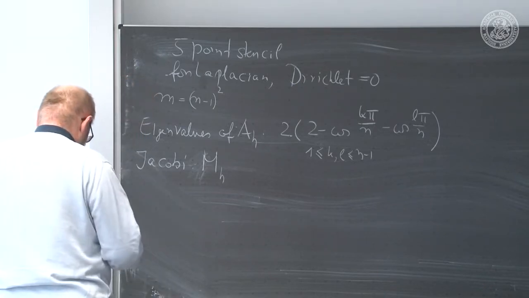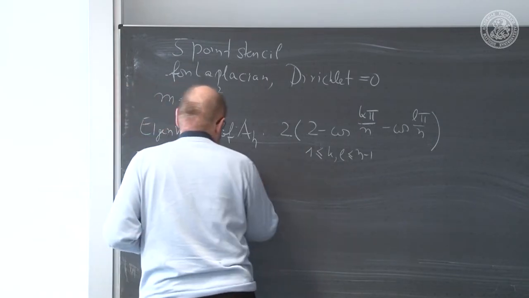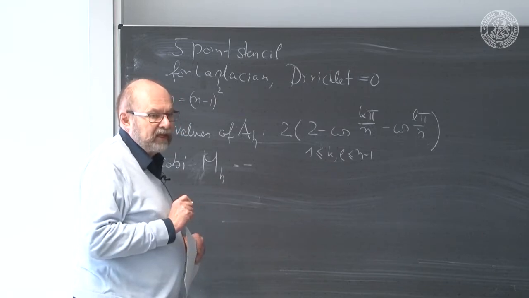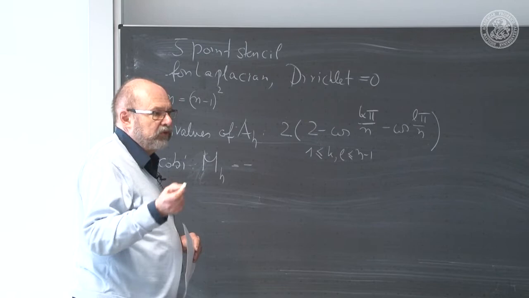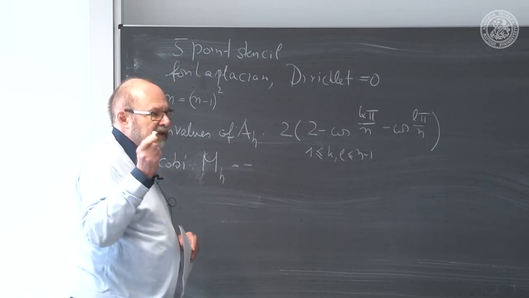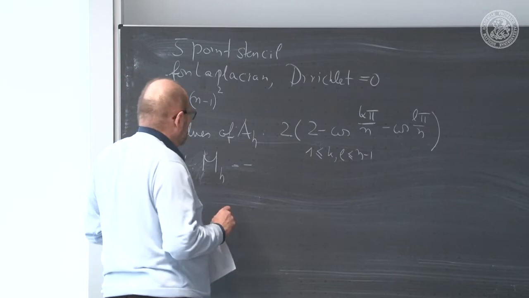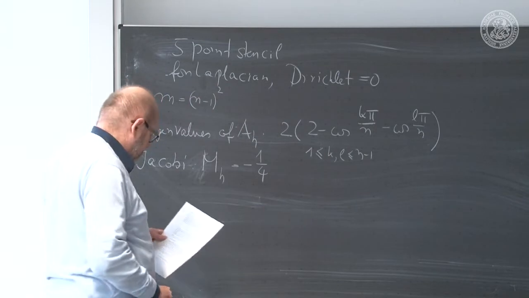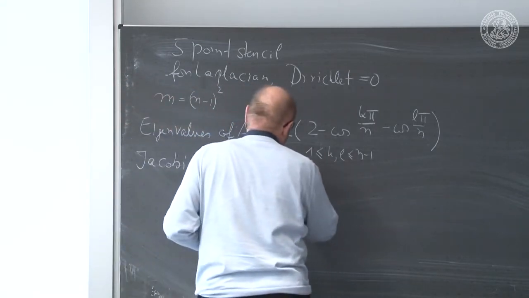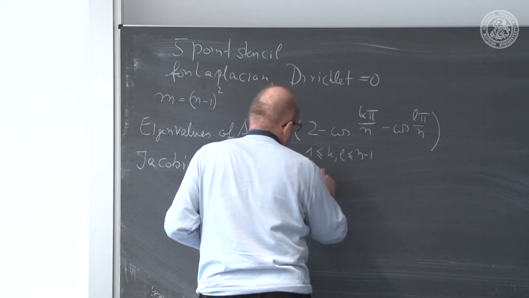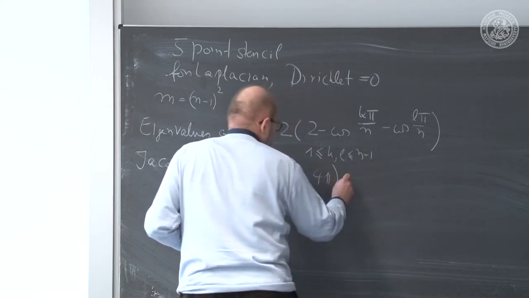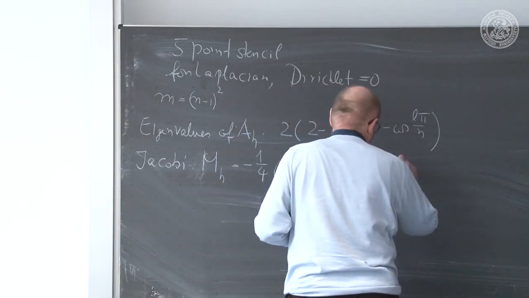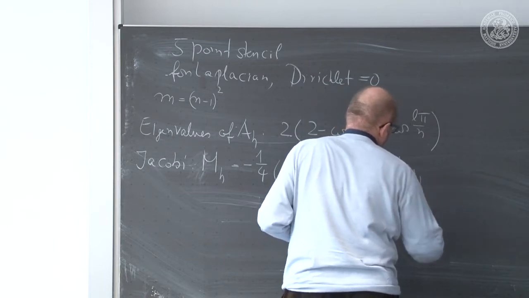The M_h in this case is just, what is it? We have minus the inverse of the diagonal matrix, but the diagonal matrix only has 4s. So we look at the version where we have multiplied already with the h square factor. So we have minus 1 over 4. That is just the multiplication with the inverse of the diagonal matrix. And then we have here A times the diagonal. The diagonal is 4 times the identity. So what we have here is the identity minus 1 over 4 times A_h.